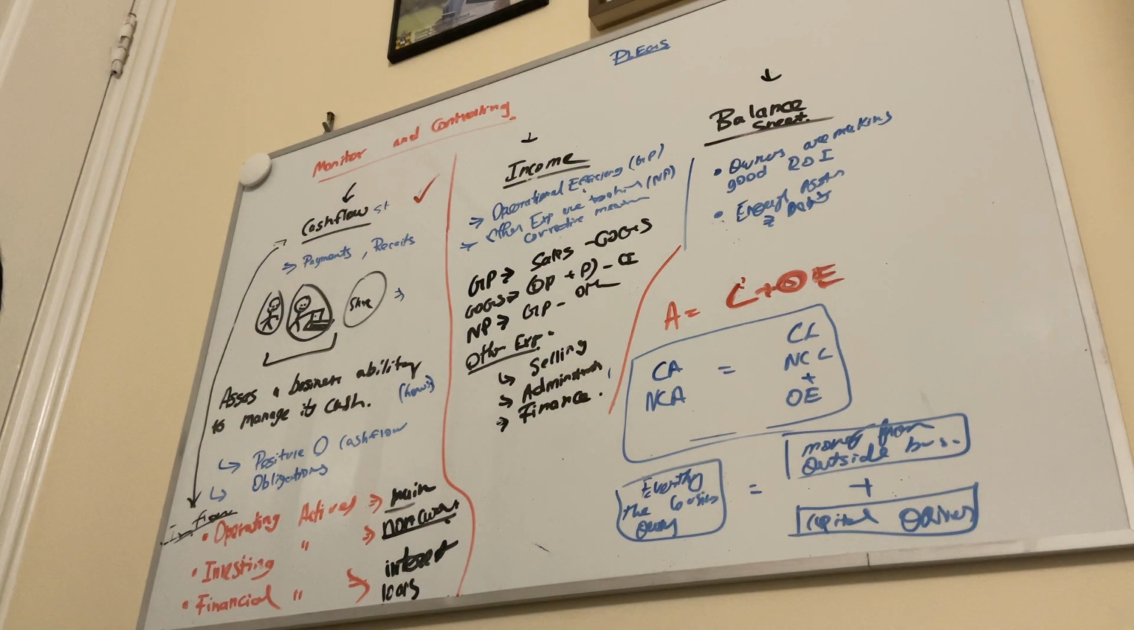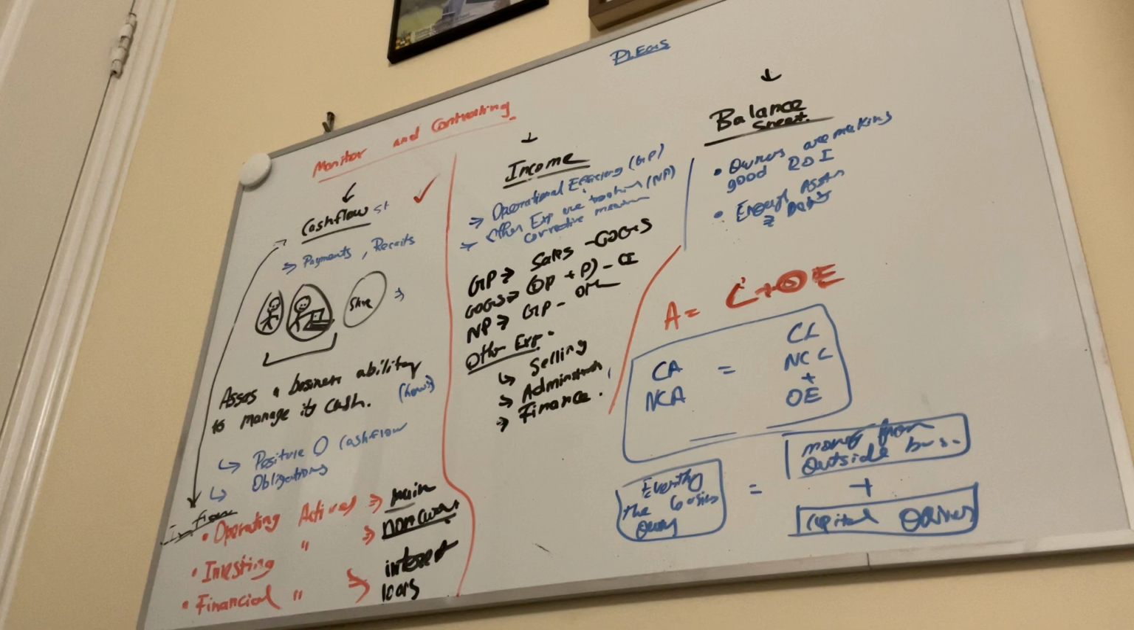But what else does it show? What else does a cash flow statement show? Why make one? Well, of course, it can assess a business's ability to manage its cash. But a cash flow statement can also indicate whether the business is generating positive cash flow. So if the cash flow is volatile, it indicates potential risk.